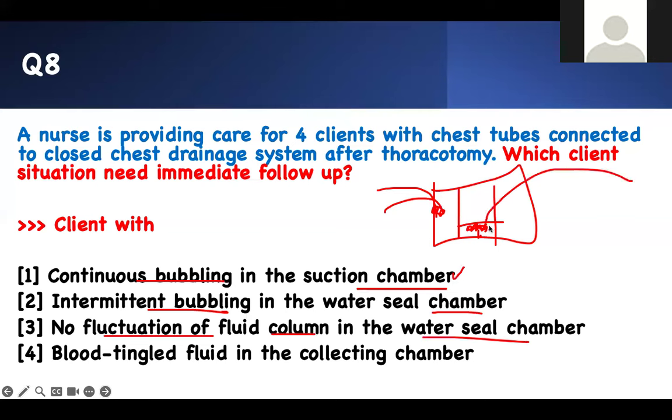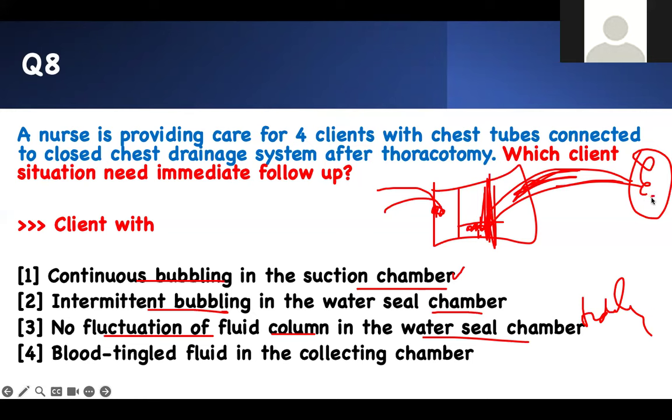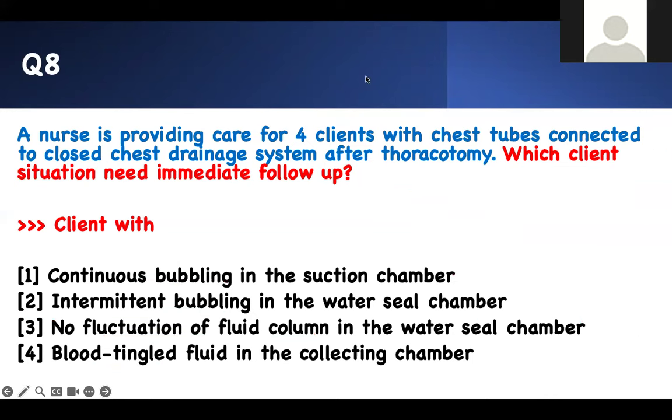No fluctuation of fluid column in the water seal. If this is the chest tube connected to the patient, there should be a fluid column going up and down. This is what we call tidaling. There's no tidaling. You got to make sure the patient is breathing. That's the first thing you check. This is a big problem. Blood-thin fluid in the collection chamber. Yes, it's going to collect fluid. It looked like Kool-Aid. That's not a problem. Number 3 is your right answer.